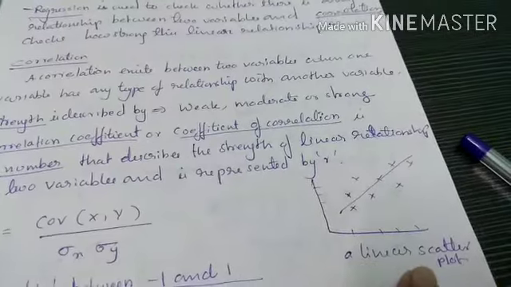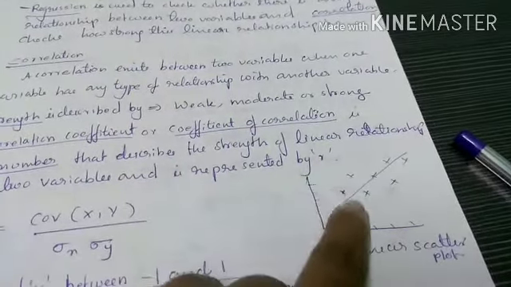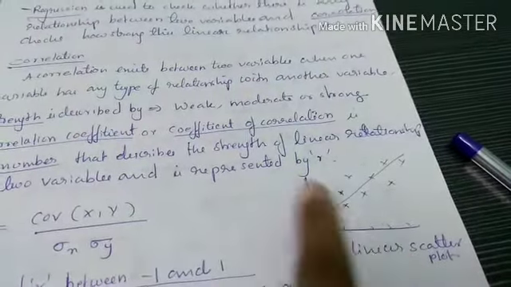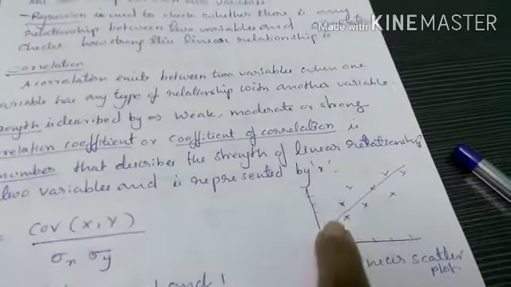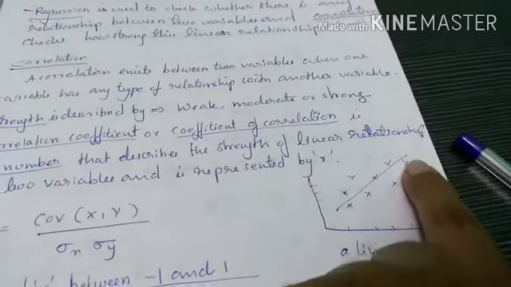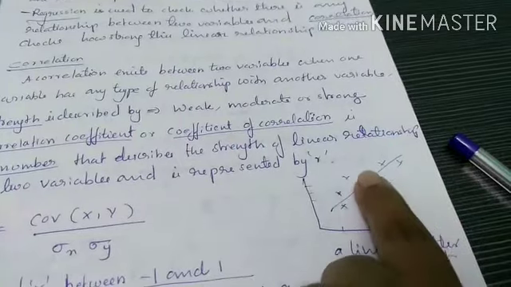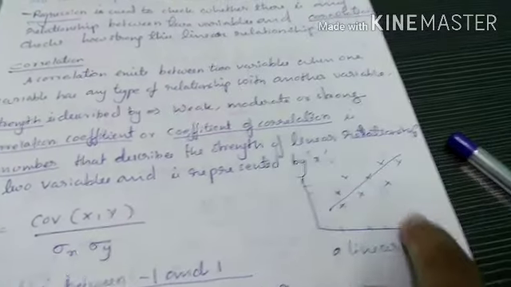This is a linear scatter plot. Here these data points represent the relationship between two variables, and we can draw a line so that it is at equal distance between these points.